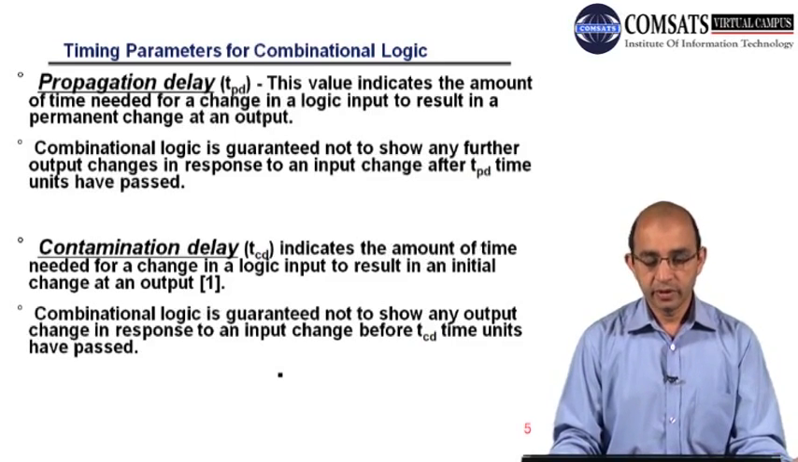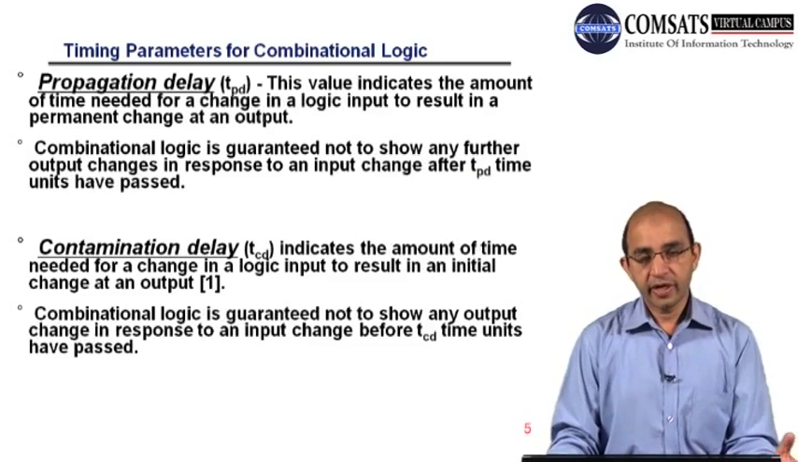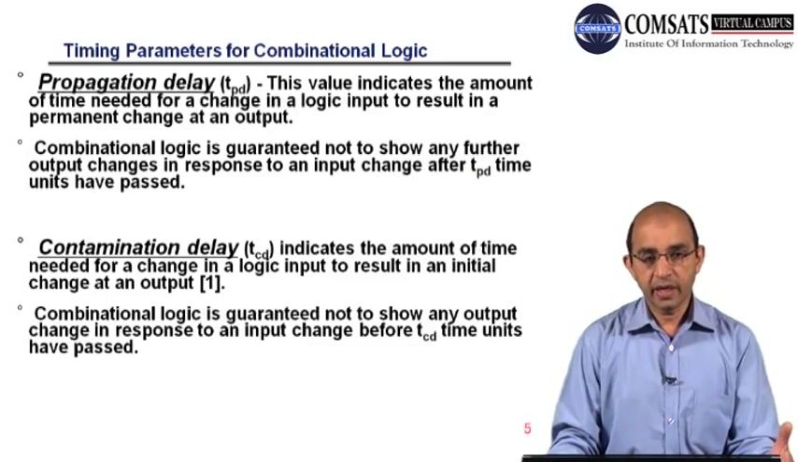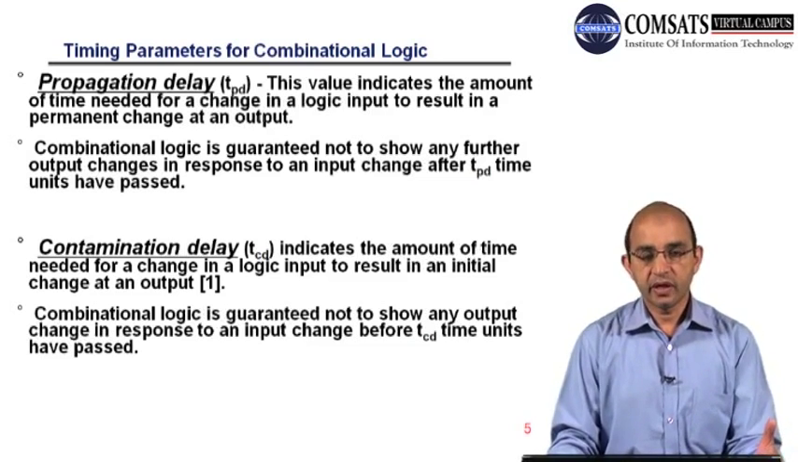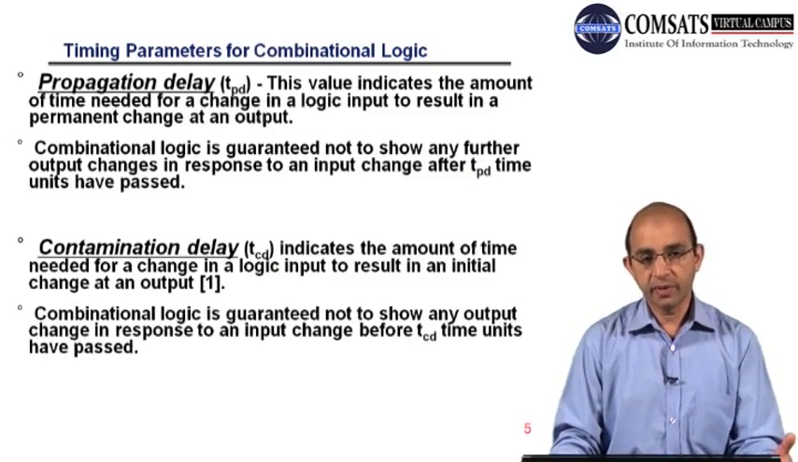So let's talk about the timing parameters that are involved in the combinational logic. First one is the propagation delay. As I've mentioned, whenever we apply input to some combinational circuitry, we are not going to receive the output instantaneously. We have to wait for some time. That waiting time is normally called the propagation delay. You can take it as the time the input takes to propagate from input to the output.